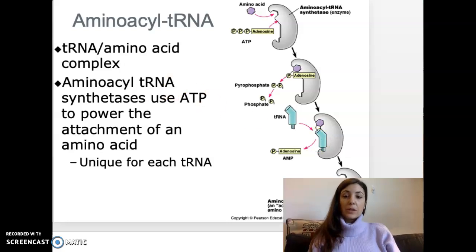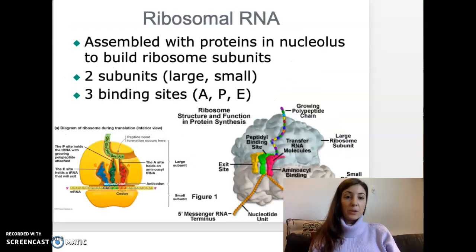Okay, so now we're moving on to rRNA, the shortened name for ribosomal RNA, and rRNA only has one purpose, and that purpose is to make the ribosomes.